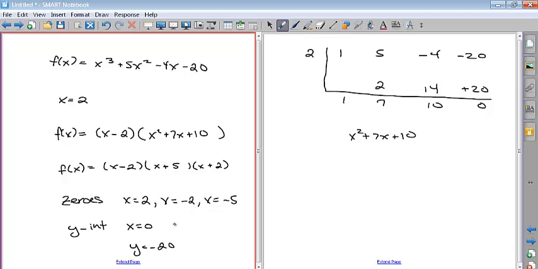And the leading coefficient test tells me that it's going to look something like this. It's going to start at negative infinity, go to positive infinity. If this were negative x cubed, then it would go the other direction, so you can use the leading coefficient to know which way you come from.